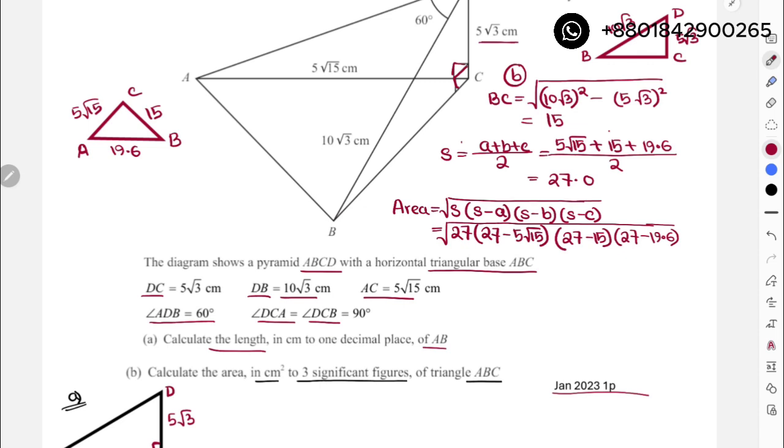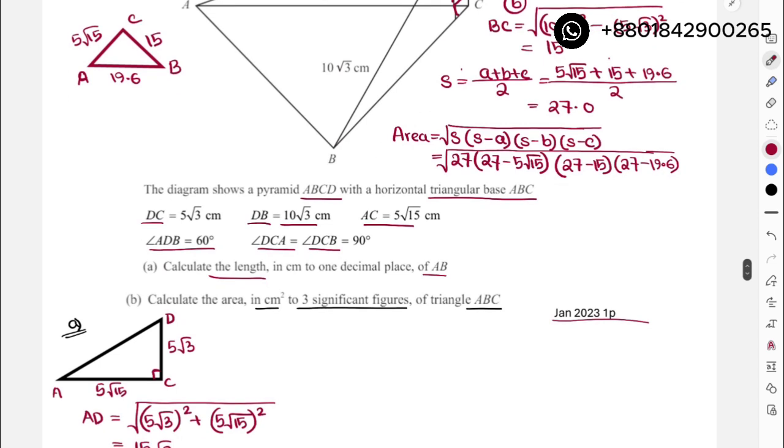So you have 27 minus 5 root 15, then 27 minus 15 and 27 minus 19.6, and that gives you the value as 135.3. So over here they were saying to keep your answer to three significant figures, so 135.3 centimeter square becomes 135 centimeter square, right? So this is your final answer then.